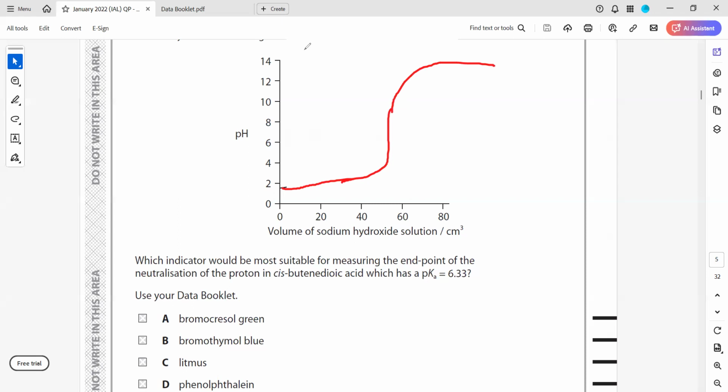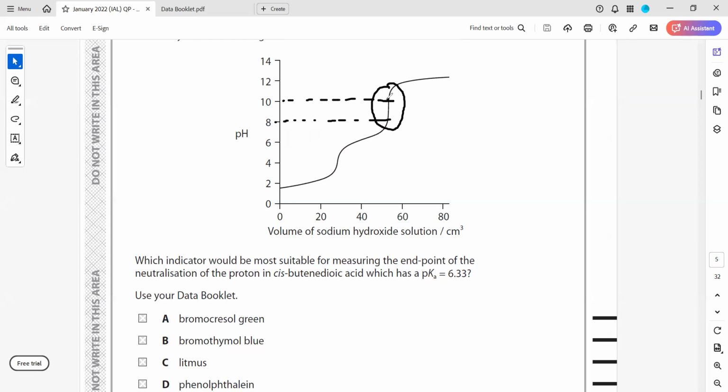I will select for the vertical region. That is the best indicator. We always look for the indicator which shows a color change in this vertical part. Now, when you see this graph, this is the first part, where 1 proton is lost, and this is where the second proton is lost. So I will look for the indicator which can show color change in this part, which is around 8 to 10, the vertical region.